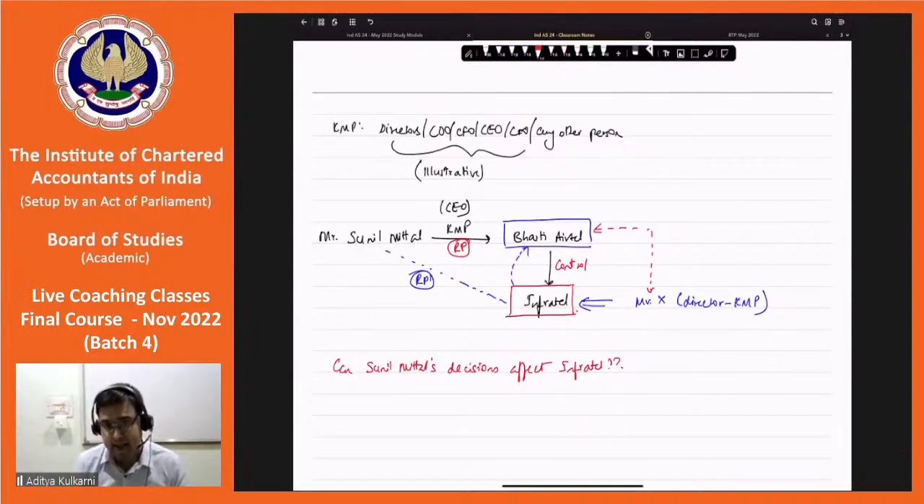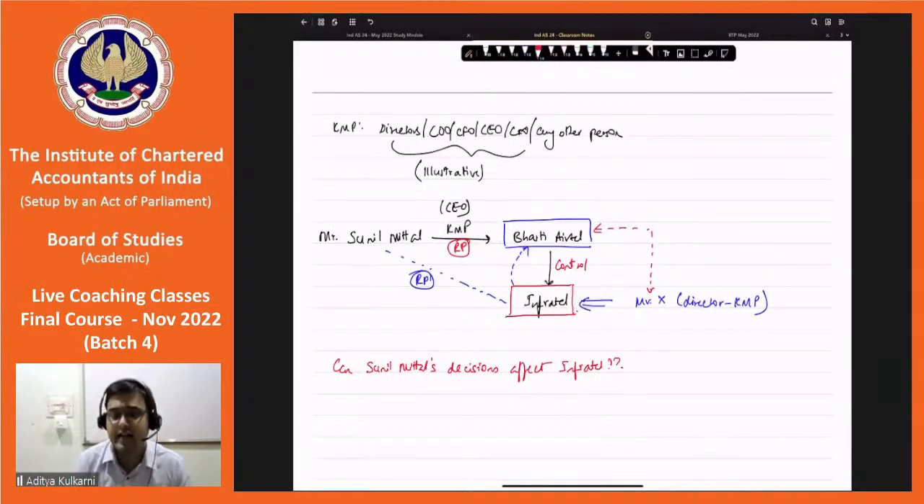Can Mr. X affect Infratel? Yes. But can Mr. X affect Bharti Airtel through his decisions? Answer is no, he cannot. Because he is not in a position, he is not sitting on the KMP board of Bharti Airtel. He is not a CEO, CFO, etc. Bharti Airtel से उसका कोई संबंध नहीं है. He is related to Infratel.